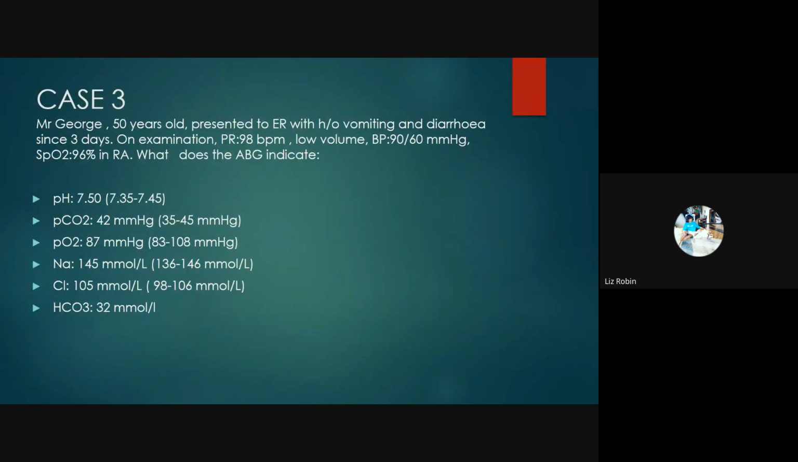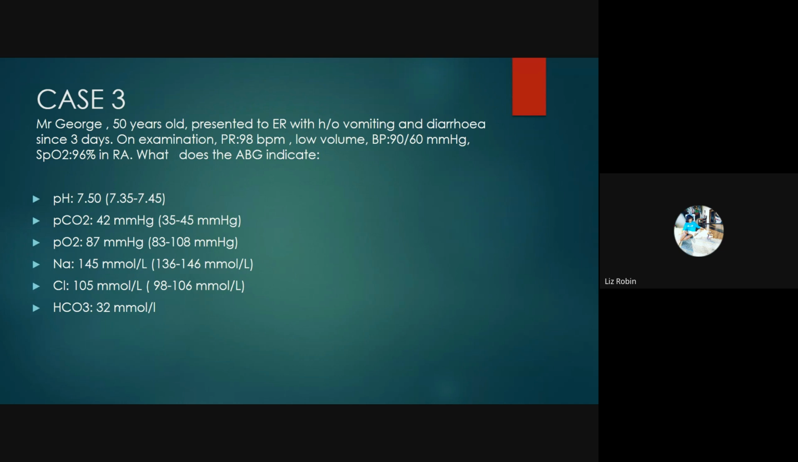So, case 3. Here, Mr. George, 50 years old, presented to the ER with a history of vomiting and diarrhea since 3 days. On examination, pulse was found to be 98 beats per minute with low volume. BP was 90 by 60. Saturation was 96% in room air. And what does this ABG indicate?